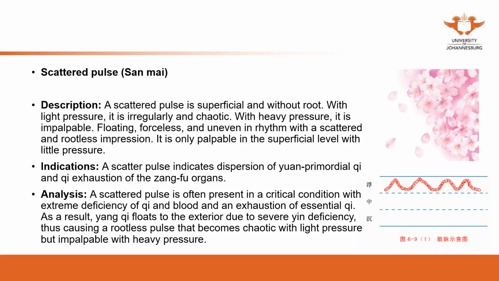The reason we put these two together is that the scattered pulse is also superficial. You can feel it at a very superficial level. For the floating pulse, when you press more, you can still feel it, but you feel less. For the scattered pulse, when you press, you don't feel it. So you only feel it at the superficial level. When you press more, you feel there's no pulse. It indicates the dispersion of yuan, primordial qi, or qi erosion of the zangfu organs. The reason you don't feel it when you press more is that the body doesn't have enough qi and blood, so it only flows on top. When you press, you press the vessels down directly, so there's no blood coming through.